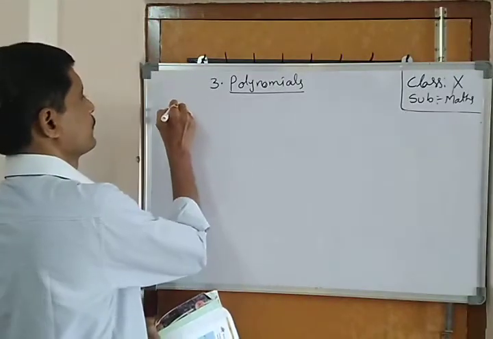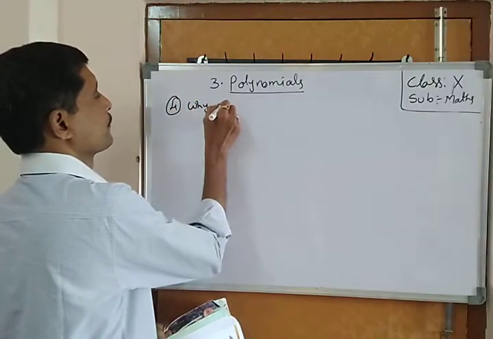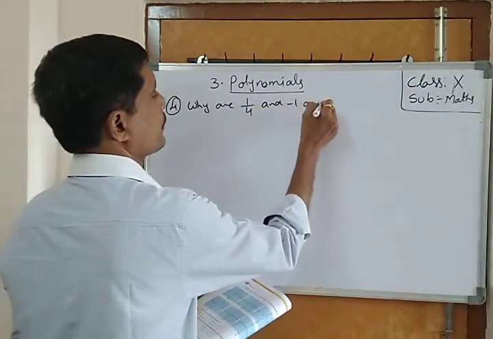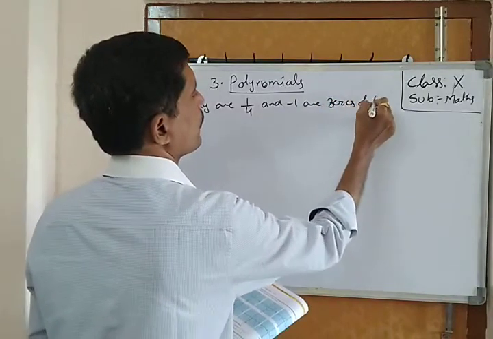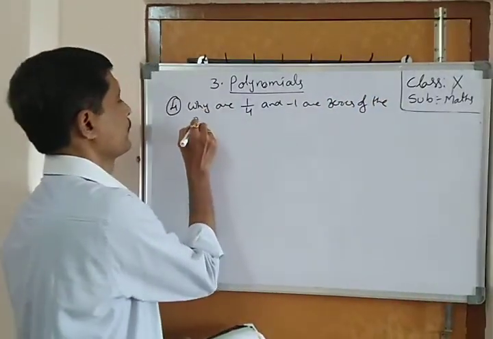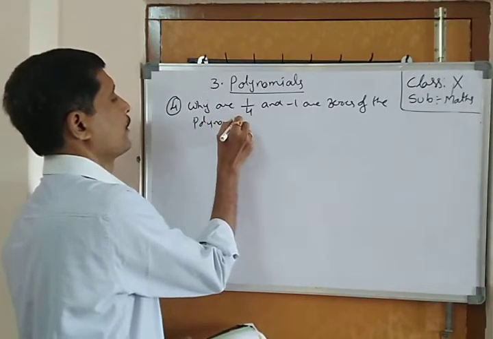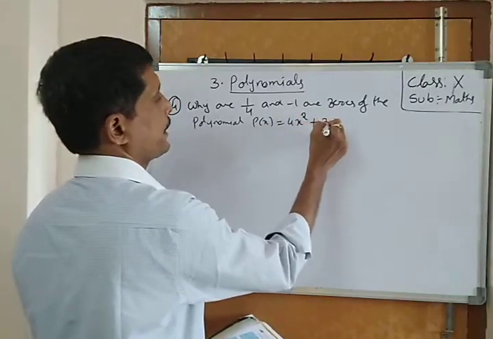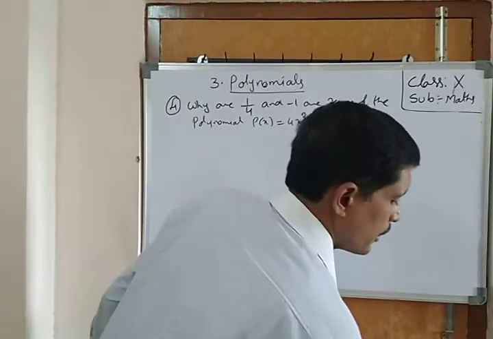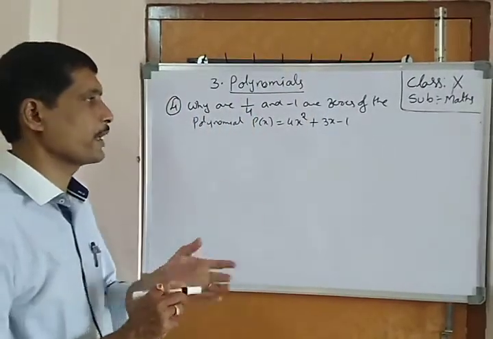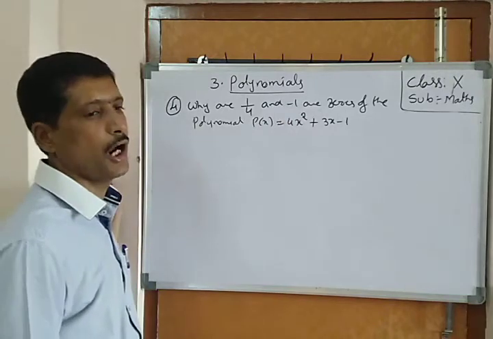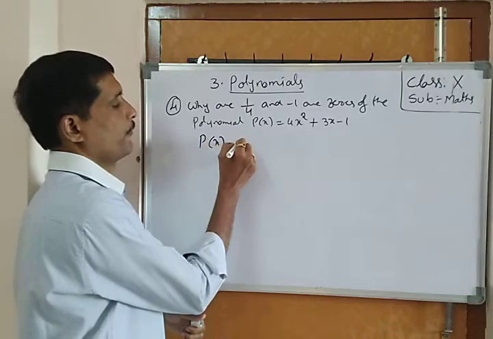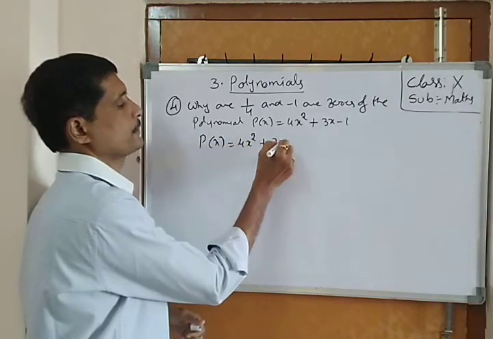Next, fourth question. Show that 1 by 4 and minus 1 are zeros of the polynomial p of x equal to 4x square plus 3x minus 1. Here see, 1 by 4 and minus 1 are the zeros of the polynomial. Therefore given polynomial is p of x equal to 4x square plus 3x minus 1.